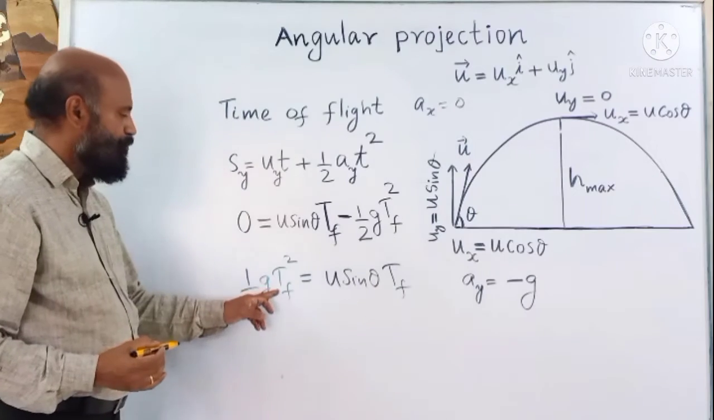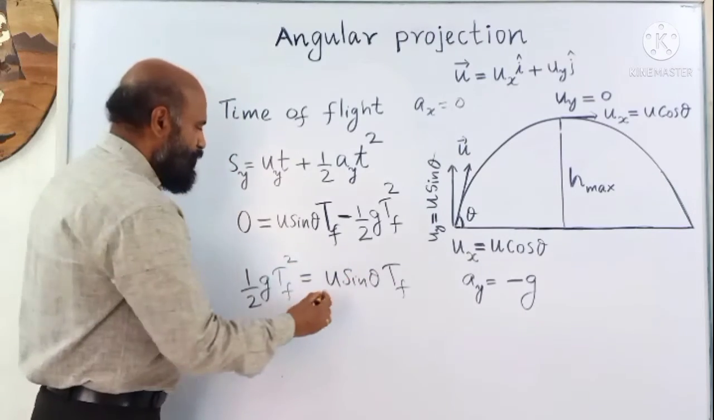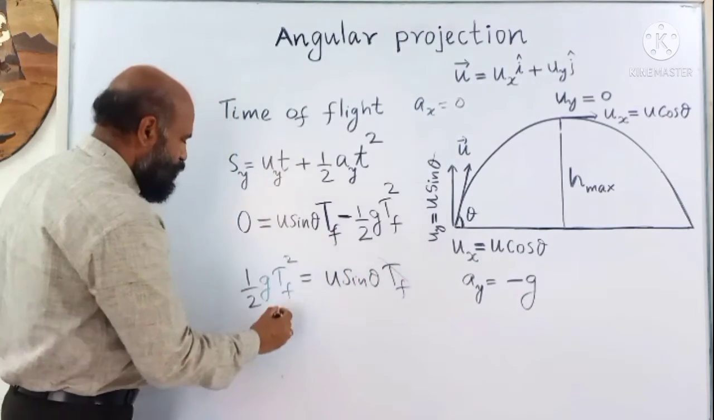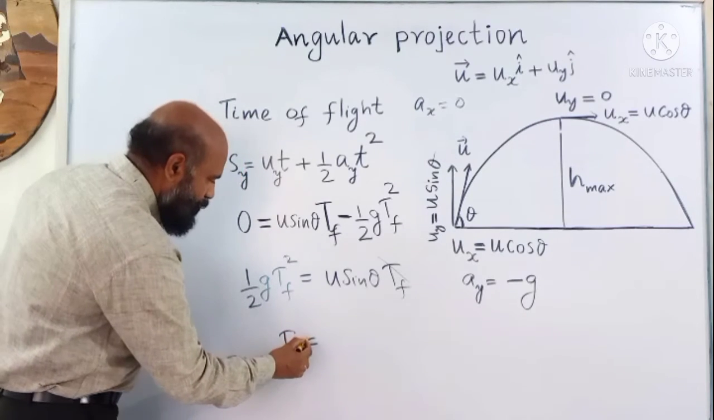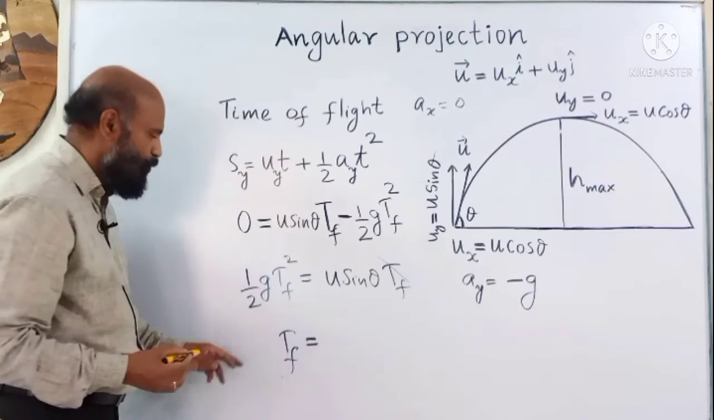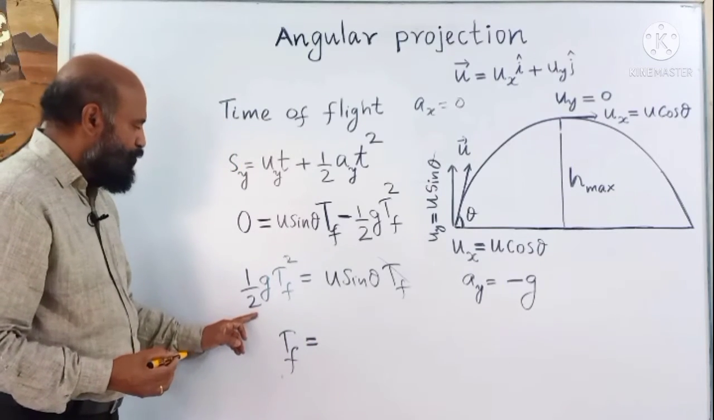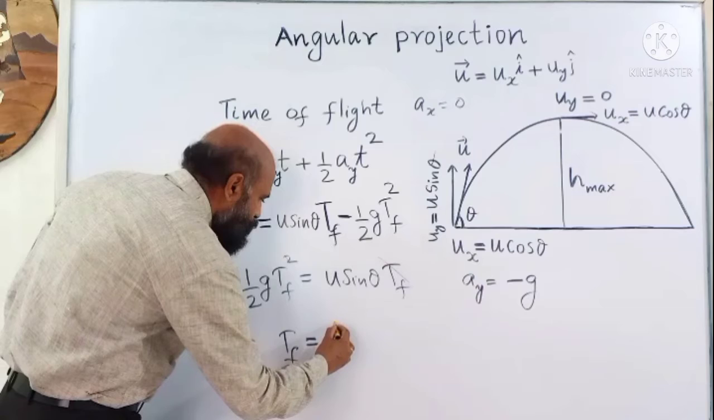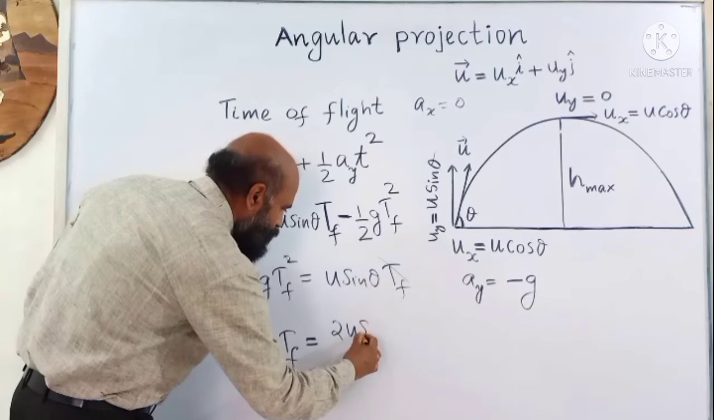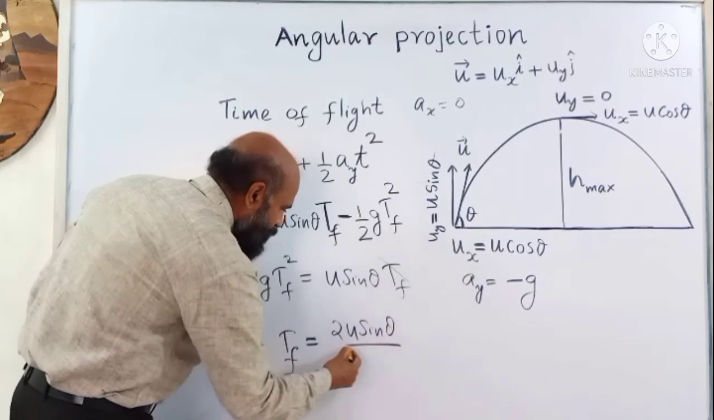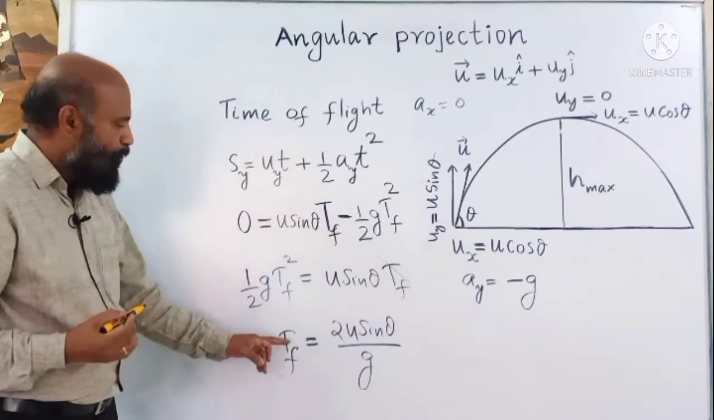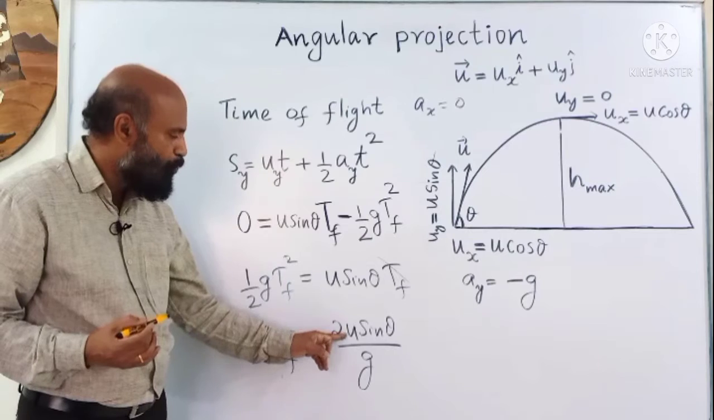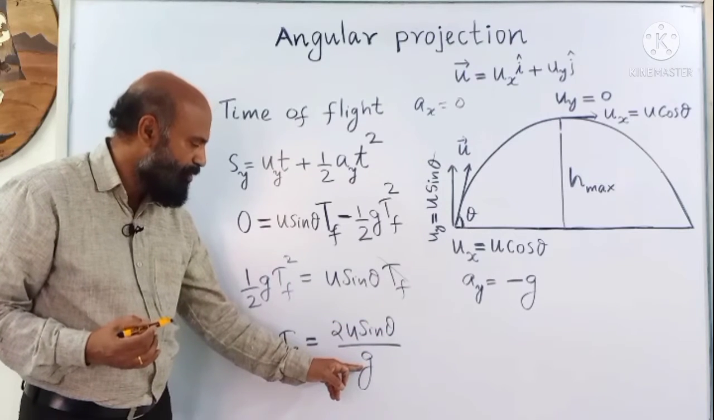So here tf square, here tf. So one tf will get cancelled. So from this we can write time of flight tf is equal to, now this 2 can be taken there, so 2u sine theta divided by g. Time of flight is equal to 2u sine theta divided by g.